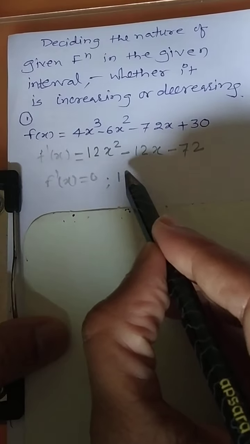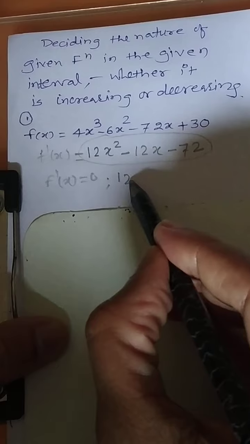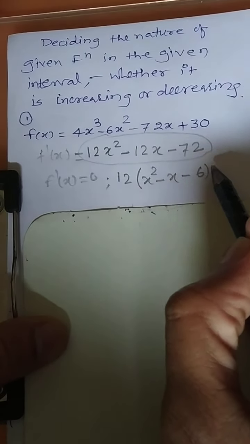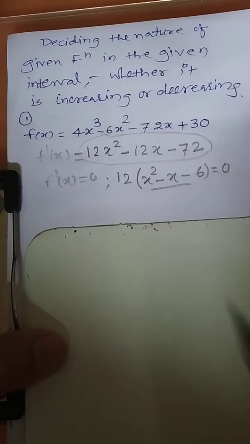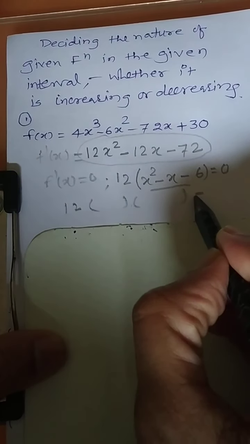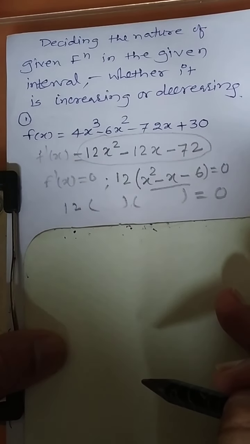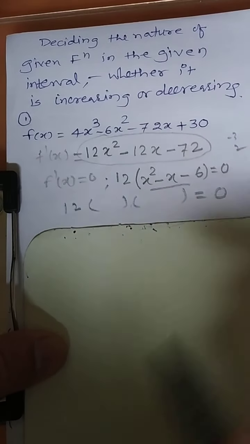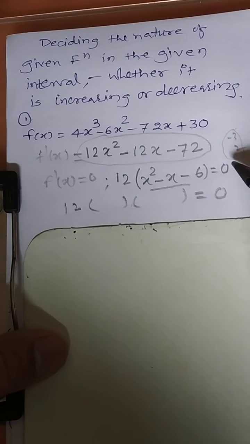If you look at this, it is nothing but your f dash of x. So you can take 12 common. It will be x square minus x minus 6 equal to 0. In the next step you can factorize this, so 12 will be as it is. What are the factors? Product will be minus 6 and sum will be minus 1. So which two numbers? Minus 3 and 2. That will give you product minus 6 and sum minus 1.